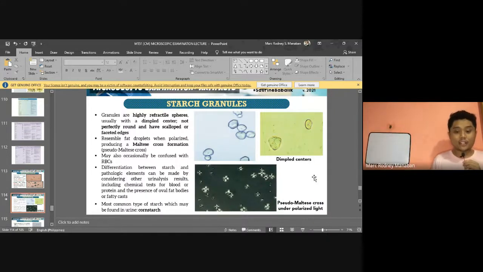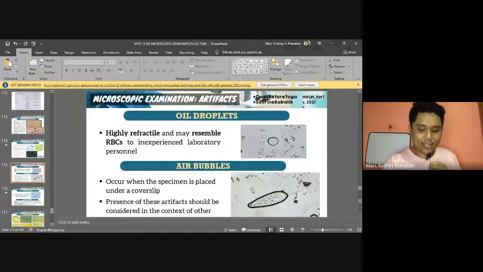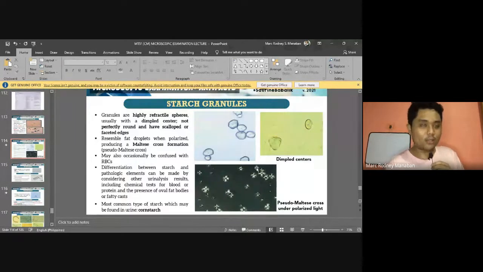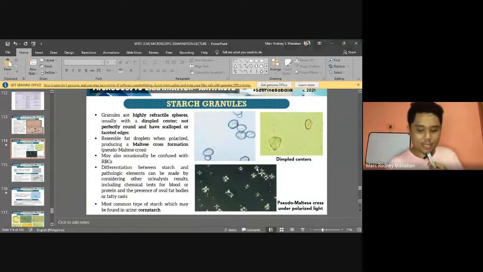Alright. Now we go to the artifacts. Of course, starting first with starch granules. The most common starch contaminant in urine is corn starch. Okay? Where does it come from? Possibly from powdered gloves. Okay? So as you can see, they are not smooth. They can have scalloped ends. Not smooth, and there is a dimple in the middle. Alright? A dimple in the middle. And take note, it exhibits a Maltese cross formation. But its Maltese cross formation is considered a pseudo-Maltese cross, because as you can see, the light areas, the white areas of the Maltese cross, are not even. It is not equal. It is not the same as your cholesterol.